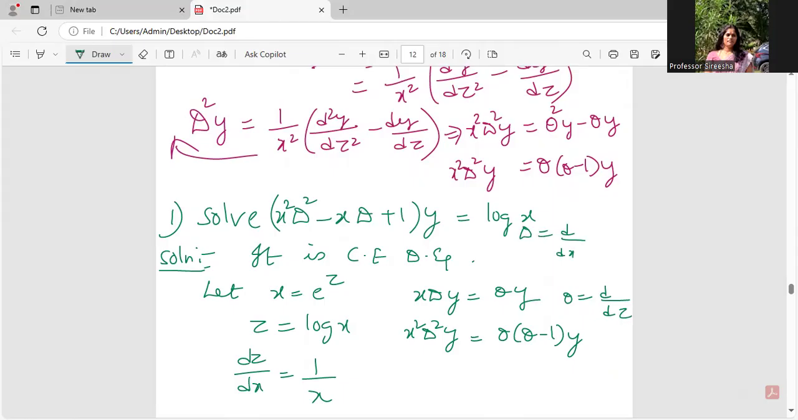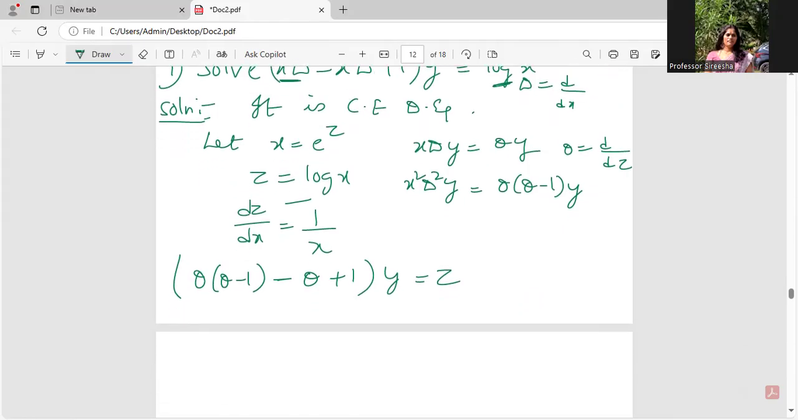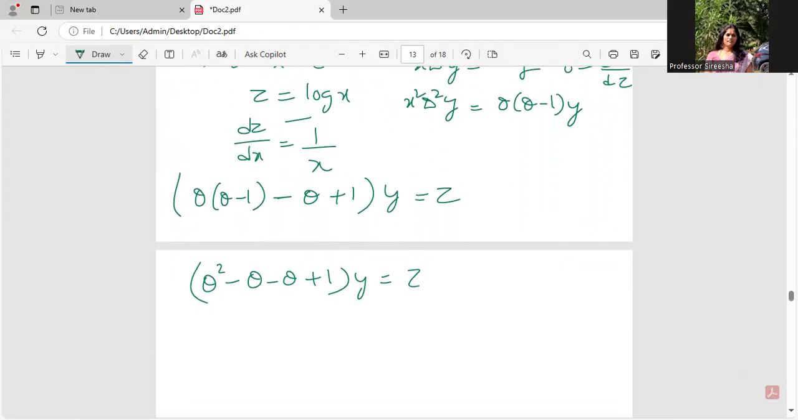Okay. So directly I will proceed with the substitutions. Theta into theta minus 1, minus this first term value, second term value is theta because y is taken common, plus 1 into y is equal to log x. Log x is what? z. So what I will have will be theta squared minus theta plus 1 into y is equal to z. Once it is transformed to constant coefficients, I'll go with my routine procedure.